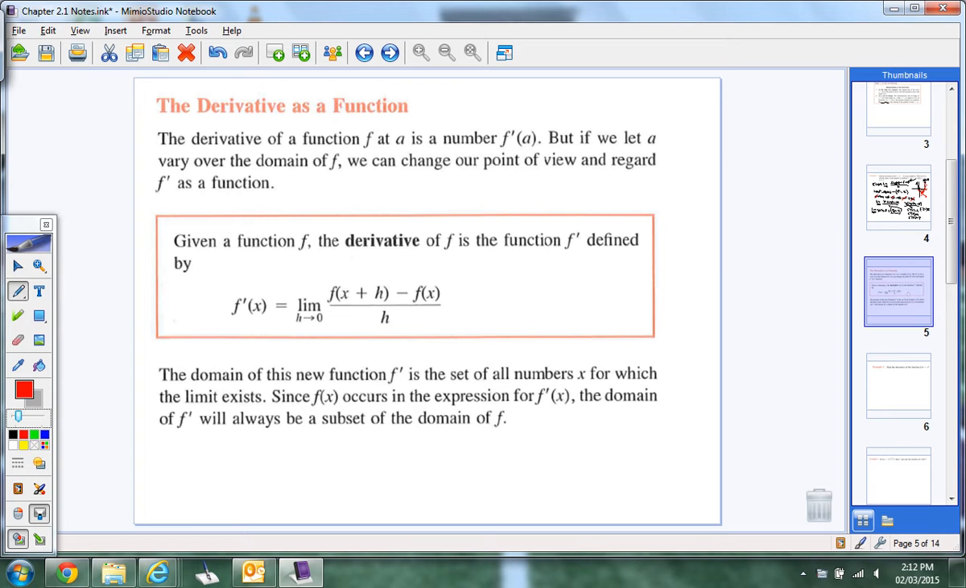All right, so the derivative of a function f at a is a number, f prime of a. So that's what we were just doing. f prime of a means the derivative at a. But if we let a vary over the domain of f, we can change our point of view and regard f prime as a function.